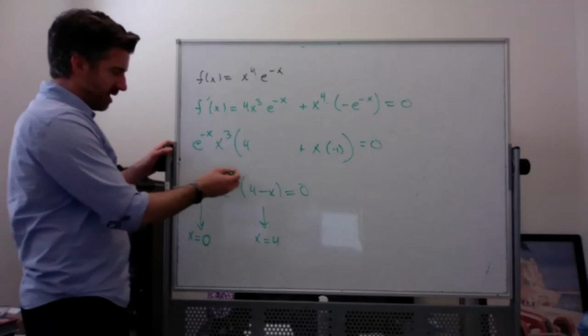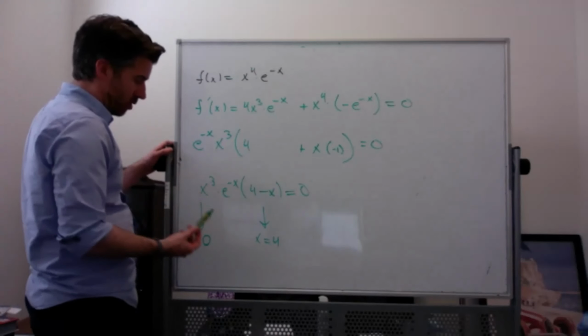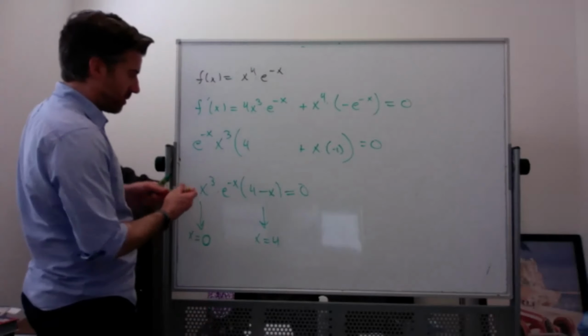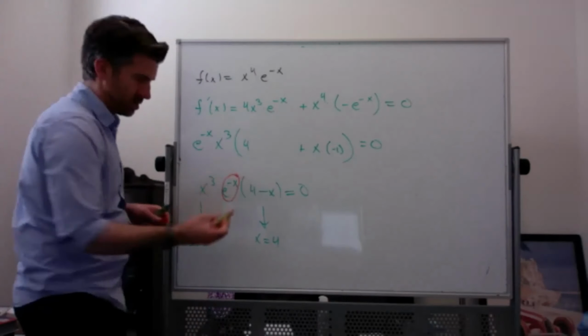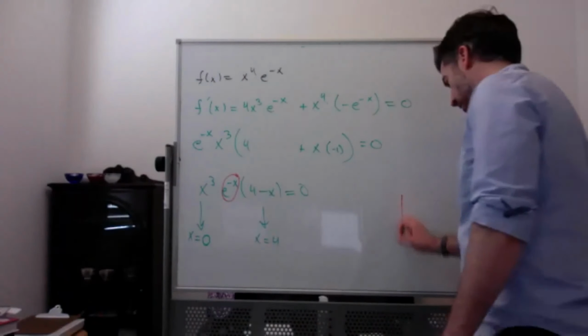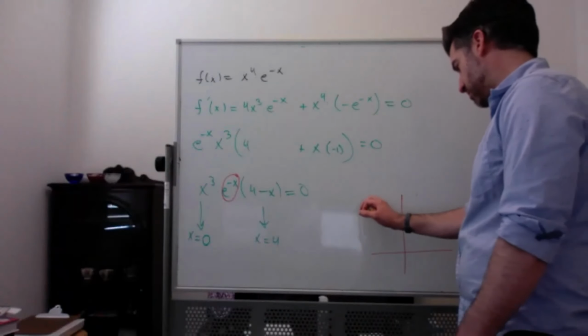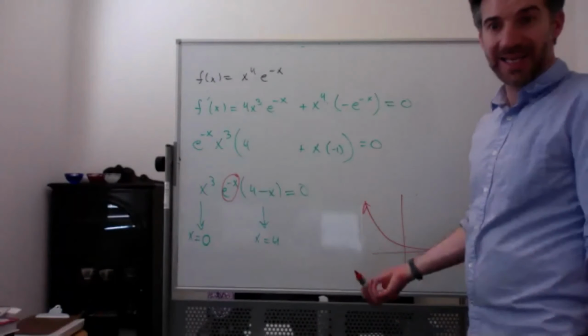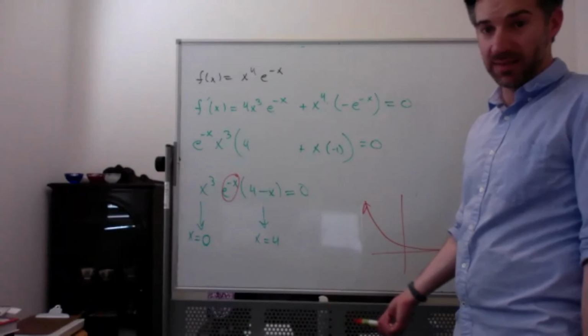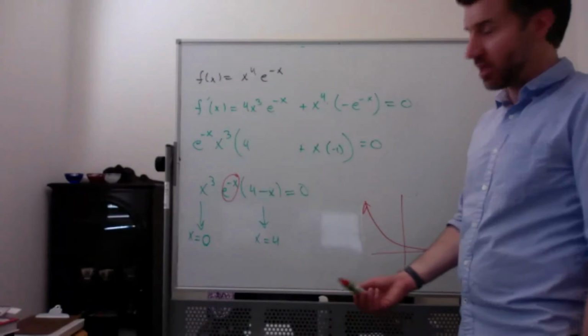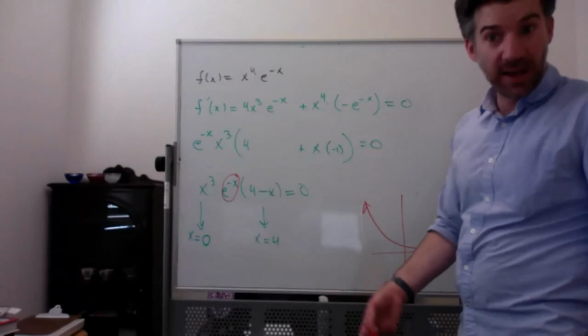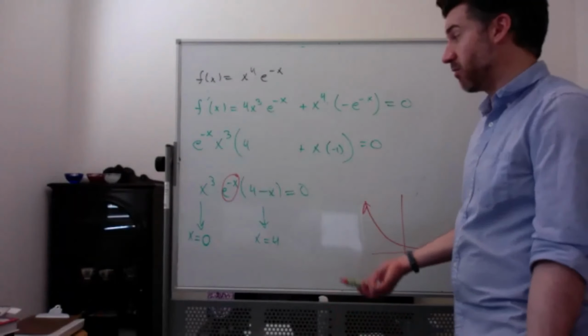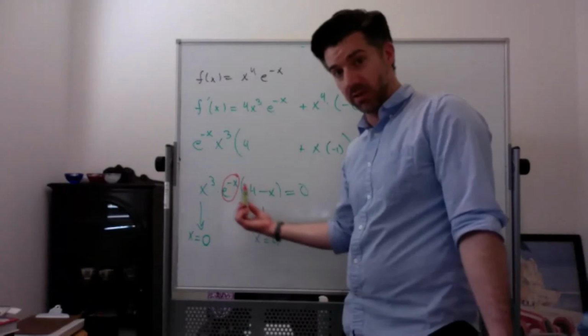We've got this e to the negative x thing, and here's what's important to know about it. If I graph e to the negative x just on its own, just as an aside, it looks like this. It never touches the x-axis. It has a horizontal asymptote at y equals 0. It's never equal to 0, meaning we never get a critical value from this particular factor.